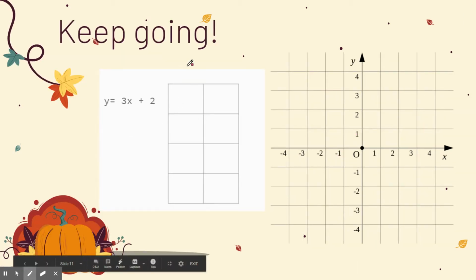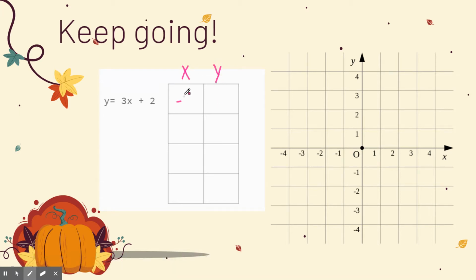All right, so once again, we need our x and y values on our table. And again, I'm going to pick the values -1, 0, 1, and 2. And the reason why I always pick those values is just because they're very easy to work with when multiplying. So let's go ahead and plug it in. So y equals 3 times -1 plus 2.